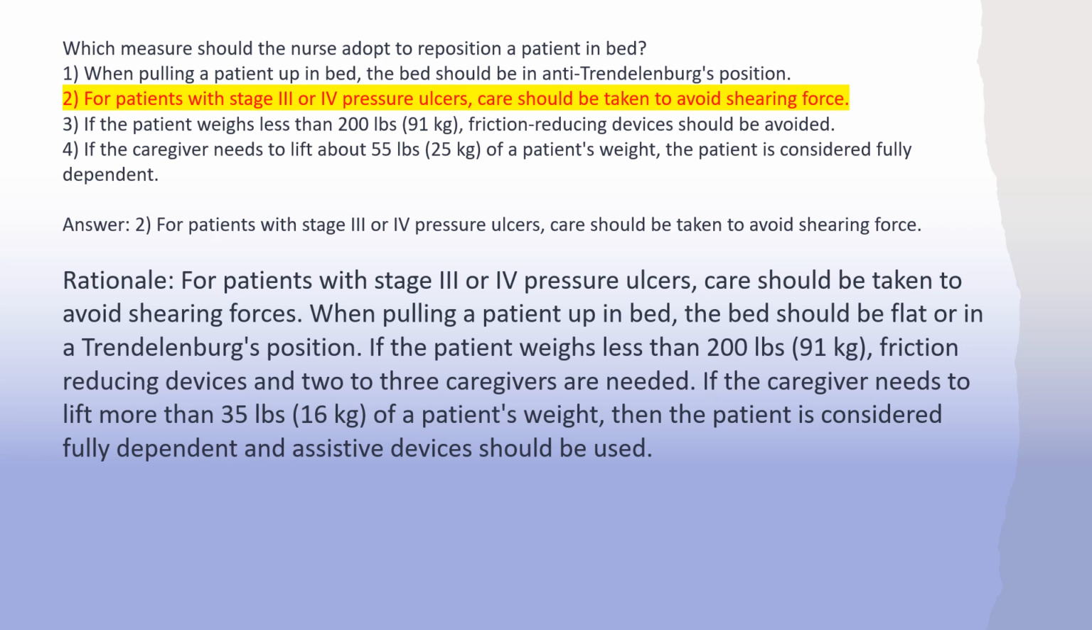If the patient weighs less than 200 pounds, 91 kilograms, friction-reducing devices and 2 to 3 caregivers are needed. If the caregiver needs to lift more than 35 pounds, 16 kilograms of a patient's weight, then the patient is considered fully dependent and assistive devices should be used.